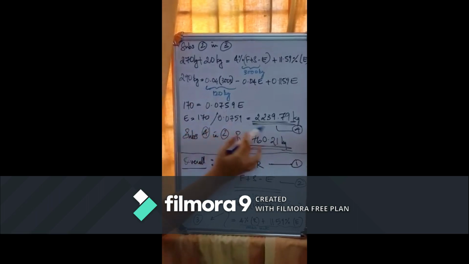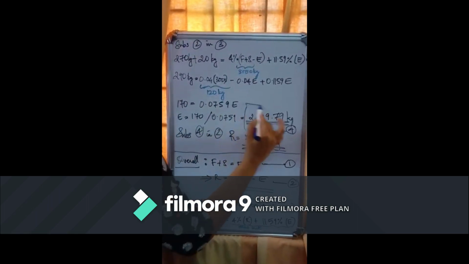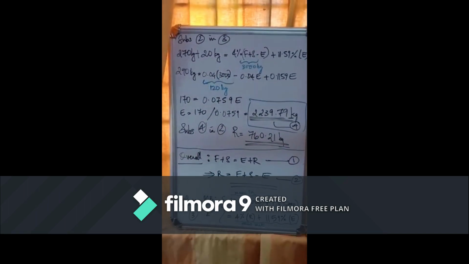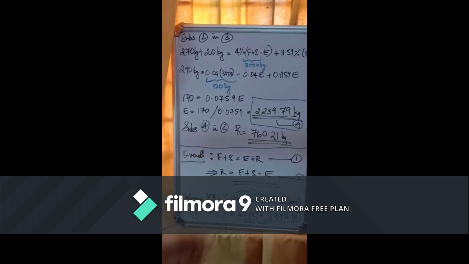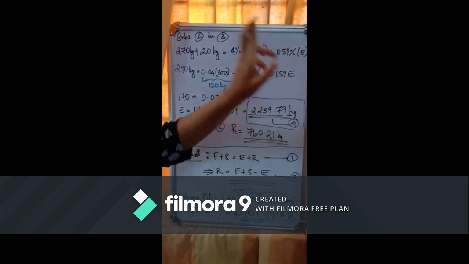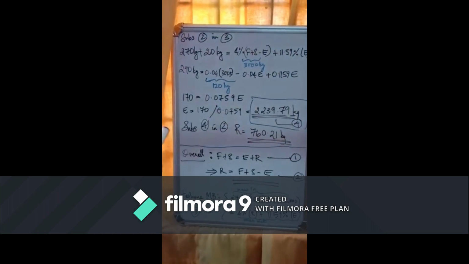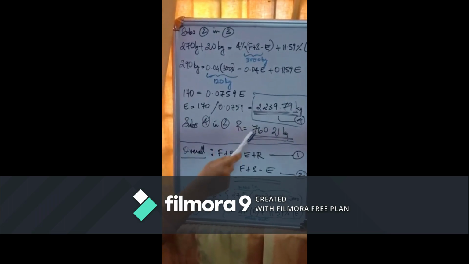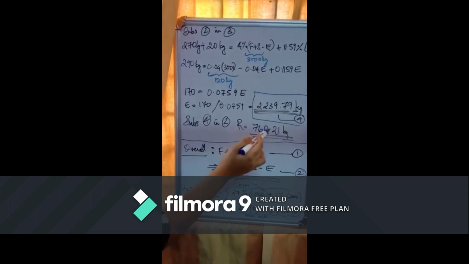So solving the equation, you'll find that the value of E is 2239.79 kg. That is the mass of the extract. So the mass per hour is 2239.79 kg per hour, because the basis is 1 hour. And finally, finding R using this equation, we'll find the answer is 760.21 kg per hour.